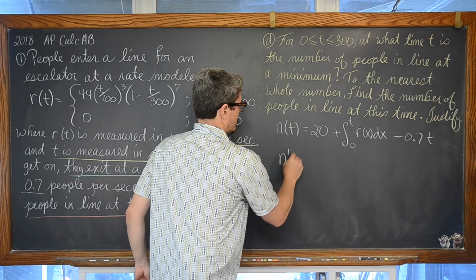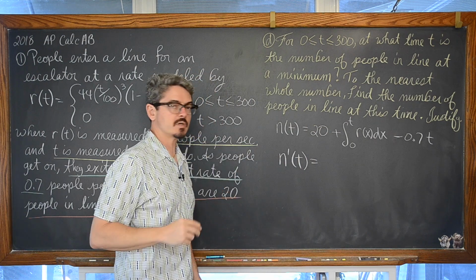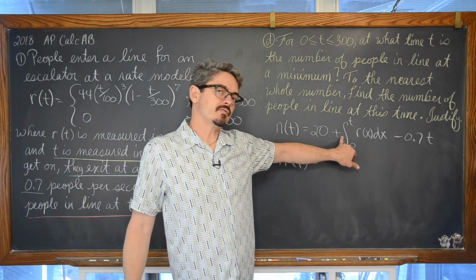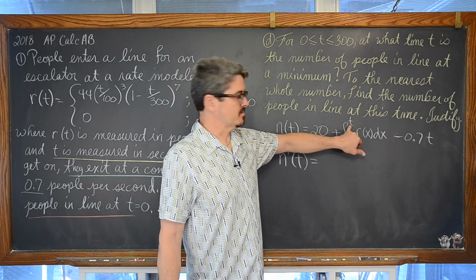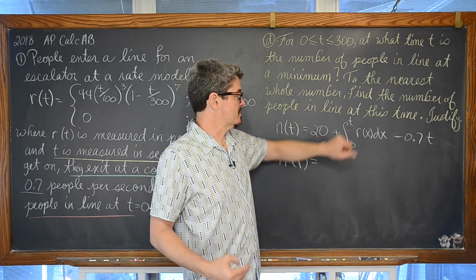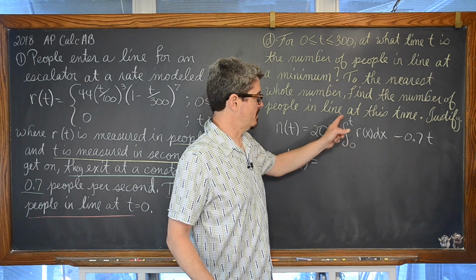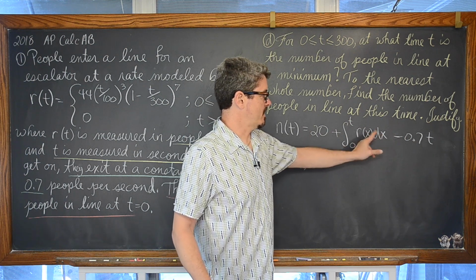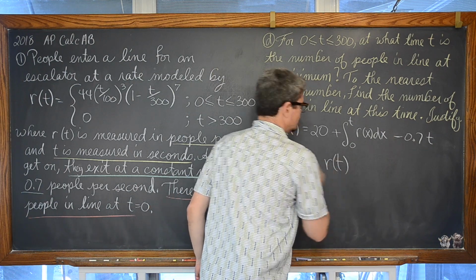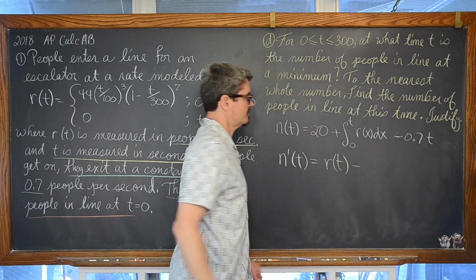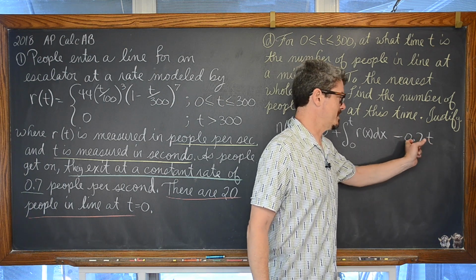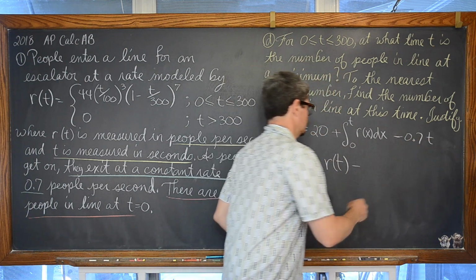So n prime of t, the derivative of 20 is 0. And now we're taking the derivative of a definite integral whose lower limit is a constant and whose upper limit is a function. So we're talking about that second fundamental theorem of calculus. The derivative of this definite integral with an upper limit of t and our integrand having those variables of x is just going to be r of t minus, and the derivative with respect to t of 0.7t is just 0.7.